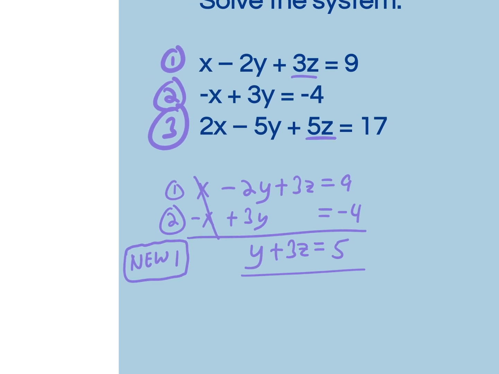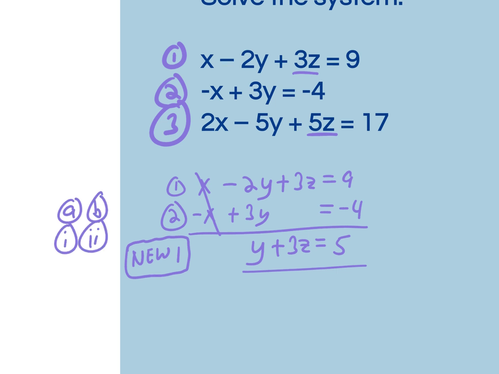You can label it however you want. You can call it equation A and the other one equation B, or you can call it I and then II. It doesn't really matter how you do it. Just use something so that you know it's different from the original three equations. You want it to be clearly labeled differently from the first three that we originally had.